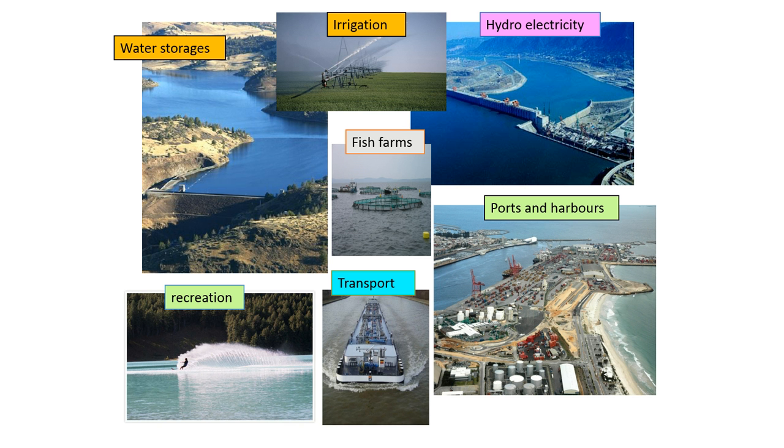These are the sources of water that I mentioned at the start of this video. We've got a few here. Water storages, as we can see up in the left here, that's a dam, irrigation, hydroelectricity, ports and harbours, transport, fish farms and recreation. So just taken away from this slide, we can see that how we use our water is very important. Economies obviously are run on water.